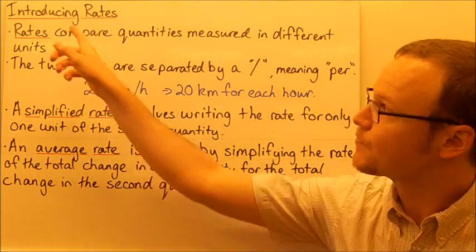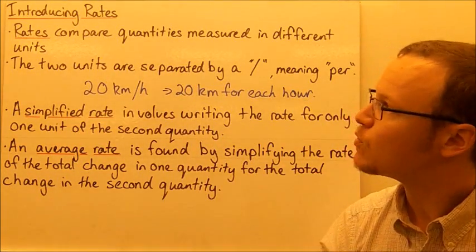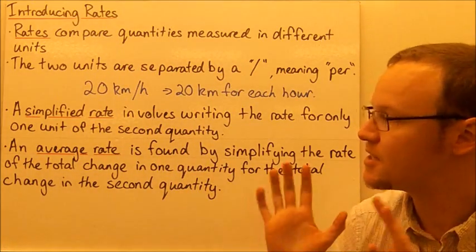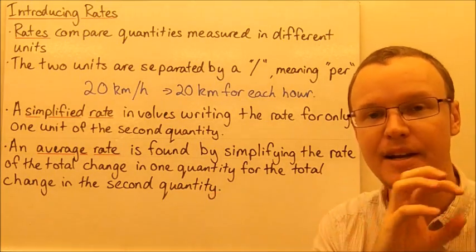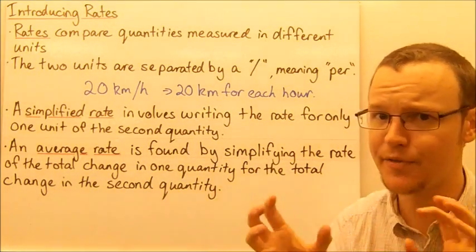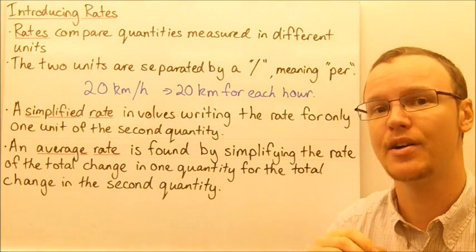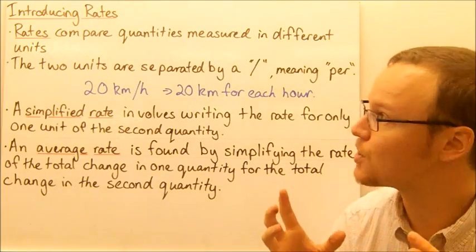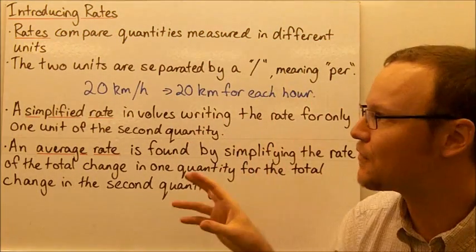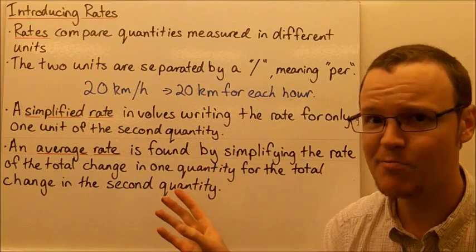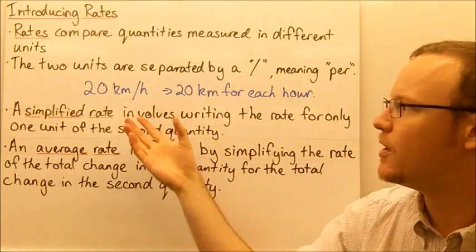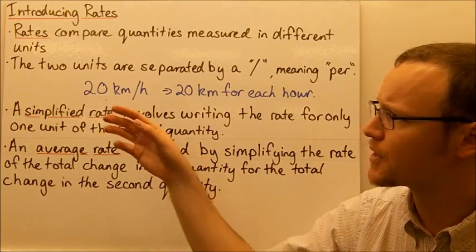Today we're going to look at introducing rates. Rates compare quantities measured in different units. They're similar to ratios in that ratios compare different quantities of the same unit and the same sort of type, but rates look at different units. So rates involve different units. You've probably seen rates around an awful lot: amounts per kilogram, kilometres per hour, things like that.